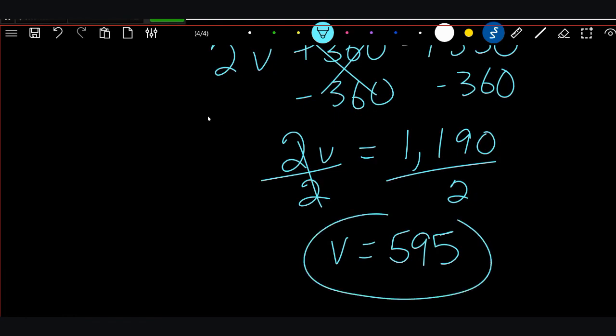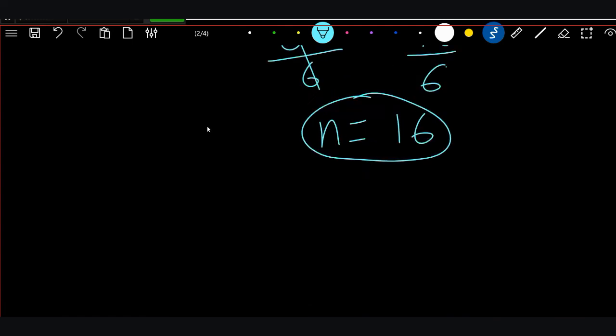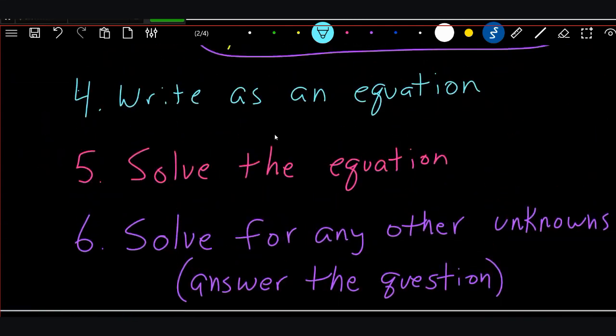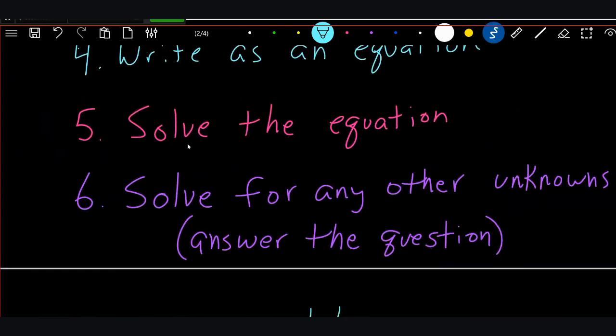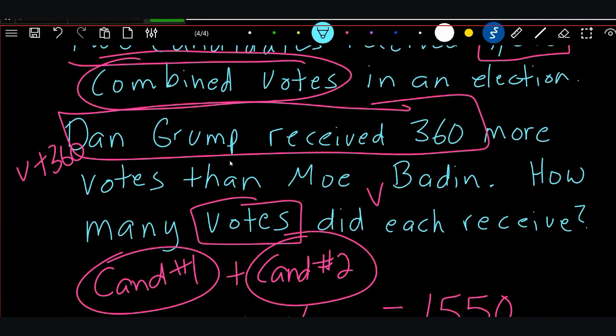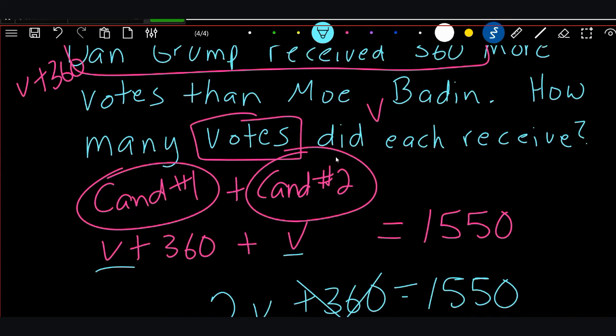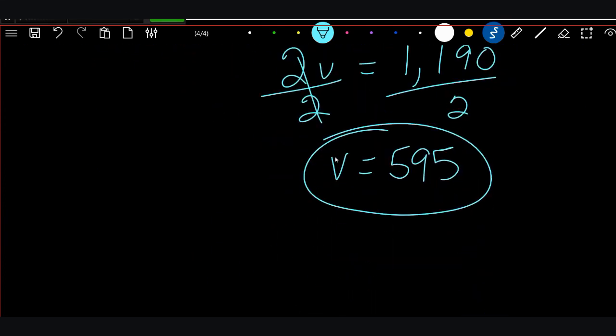So I solved my equation, so I'm done, right? No, go back and look at your steps. It says solve the equation, but there's another step: solve for any other unknowns. Solve the question. Well, what was the question? Let's go back to the original question. How many votes did each receive? Who do we have right now? Well, we have V. Who was V? Mo Baden was V.